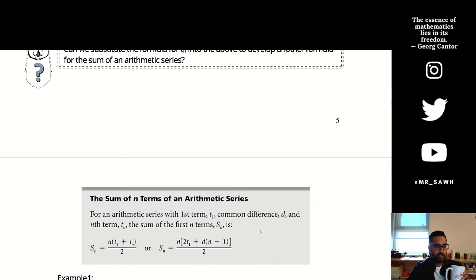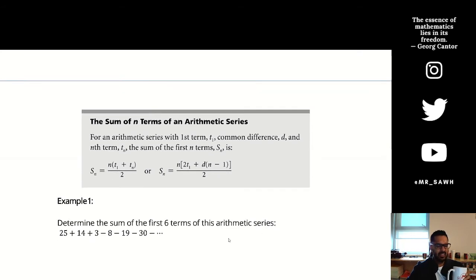Okay, so if you substitute that inside, here's the two forms of that formula, which you could see. There's the one on the left that we just came up with together. And if you replace Tn with what it was equal to, so remember that Tn is our first term plus n minus 1 differences, you can replace that, and what you will end up with is this version of that formula on the right.